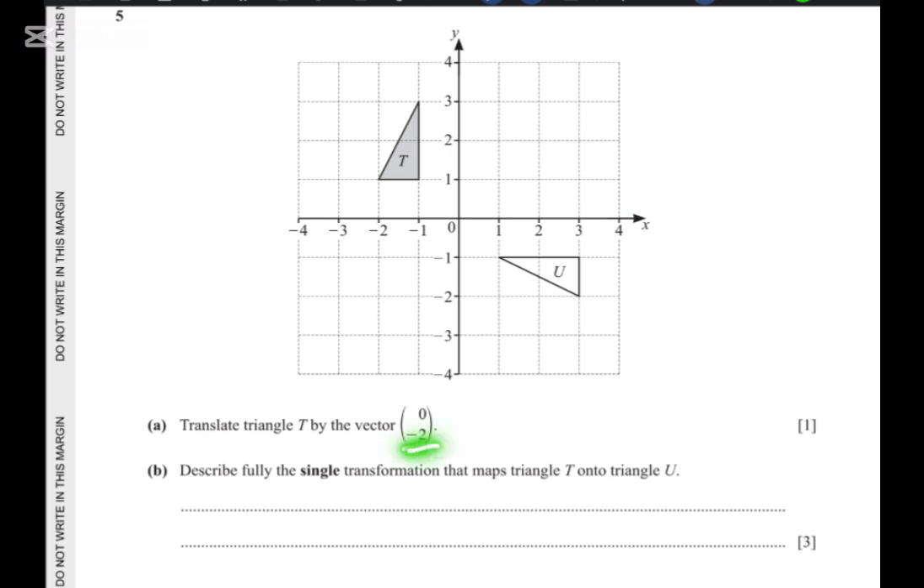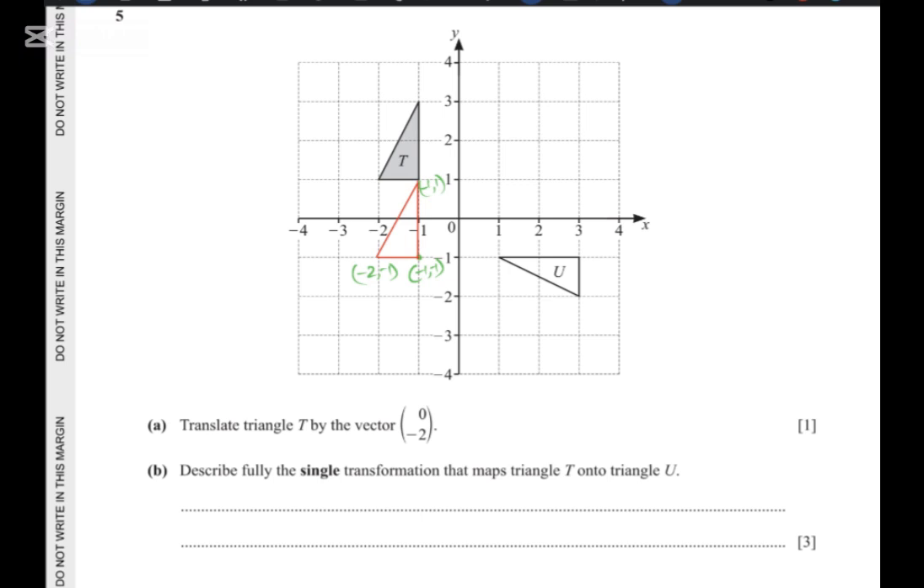But minus 2 is given, which means it will go 2 boxes down, and this vertex I am taking. So if it goes 2 boxes down, the vertex is here. Using that, draw the triangle accordingly. So this is the triangle translated. Write the coordinates: minus 1, minus 1. This is minus 1, minus 2. Minus 2, minus 1. And minus 1, 1. Question number A is done.